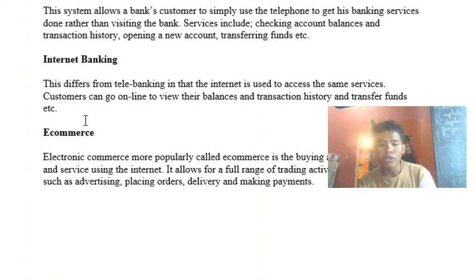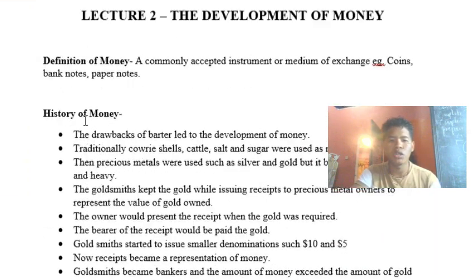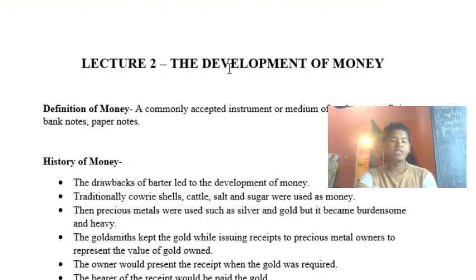E-commerce, more popularly called e-commerce, is the buying and selling of goods and services using the internet. It allows for a full range of trading activities over the internet, such as advertising, placing orders, delivery, and making payments. So this is lecture two on the development of money, the principle of business. So we'll take a close right there.